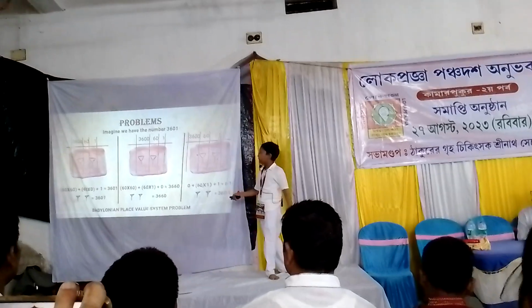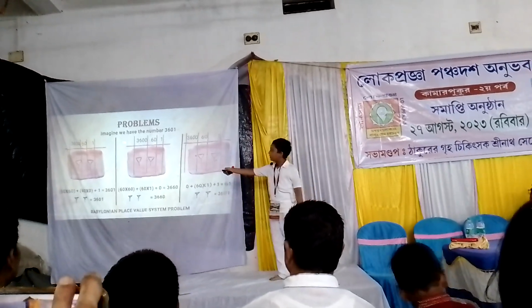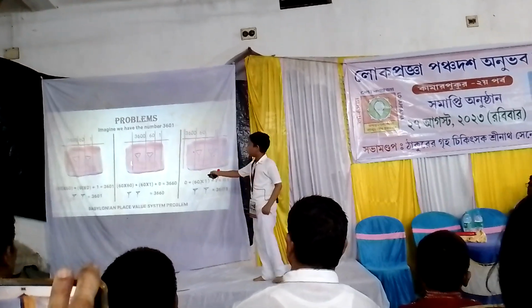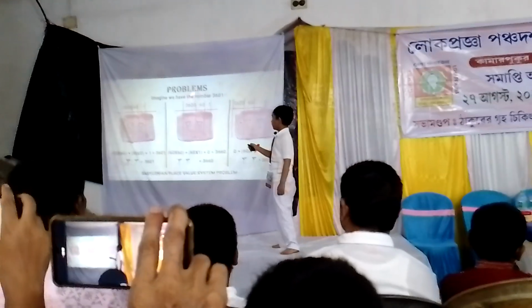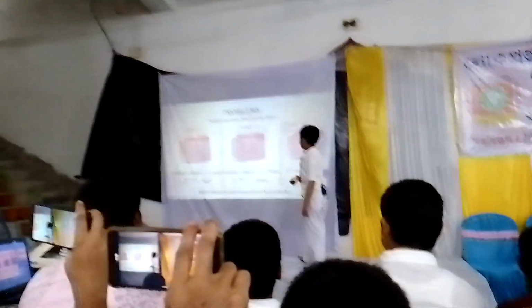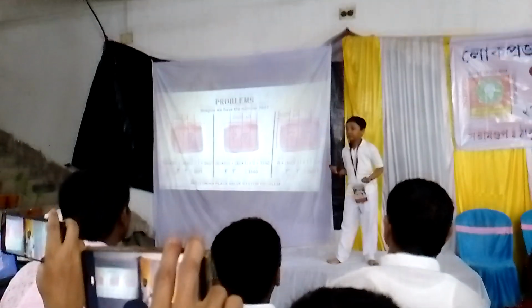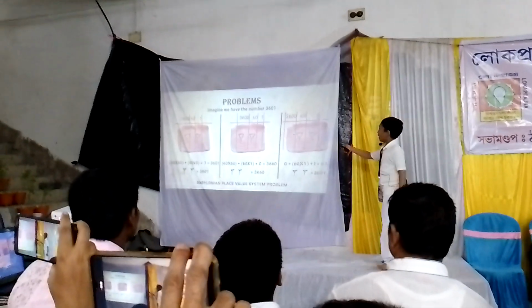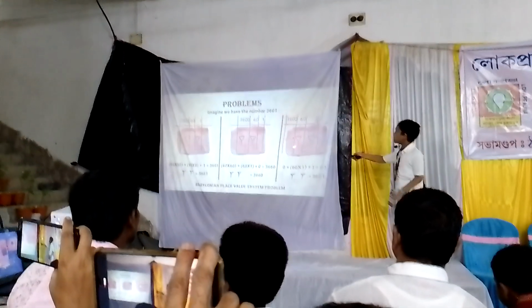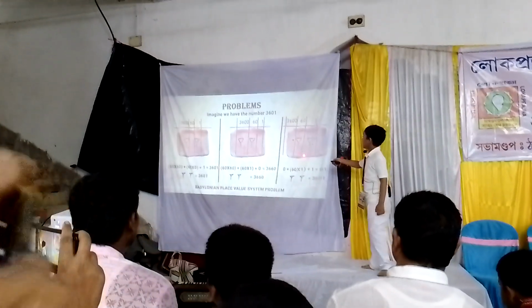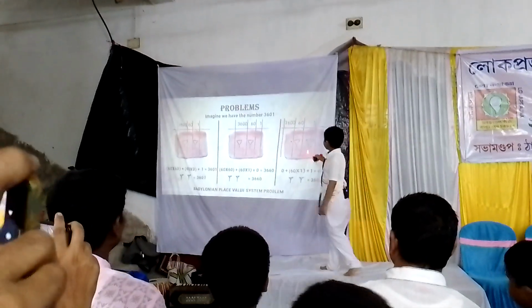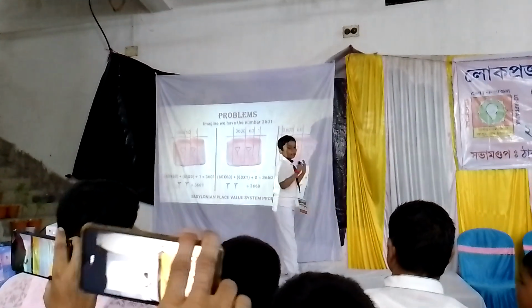For example, if we change our perspective, it becomes a 1 in the 3600 column, a 1 in the 60s column, and nothing in the ones column, or 3660. Or again, if we change, nothing in the 3600 column, a 1 in the 60s column, and a 1 in the ones column, or 61.